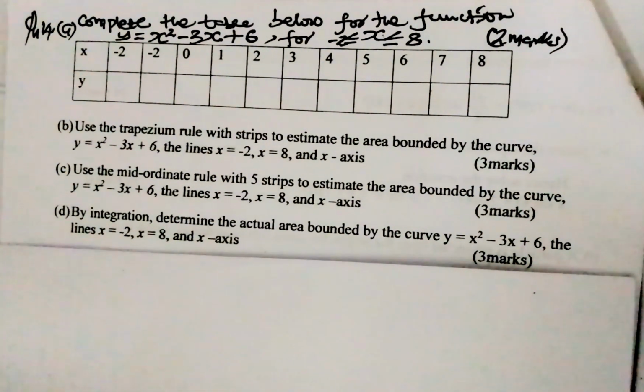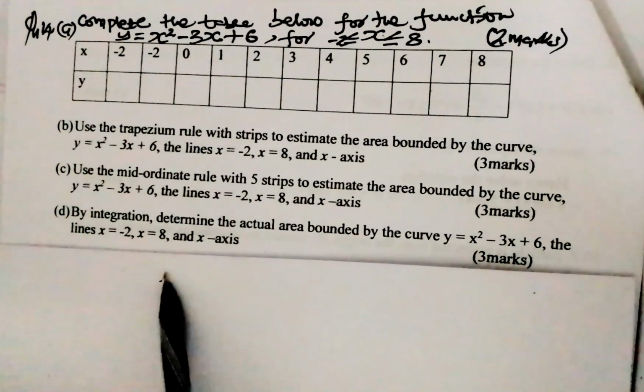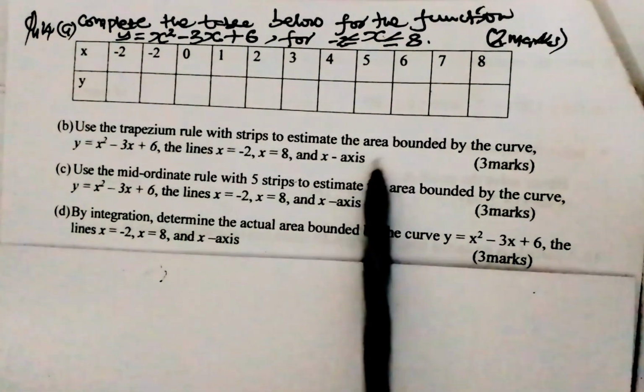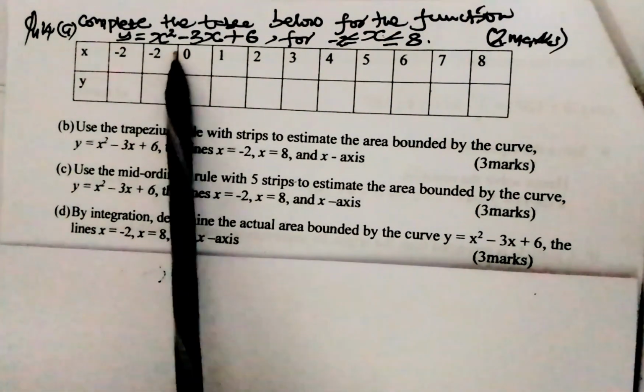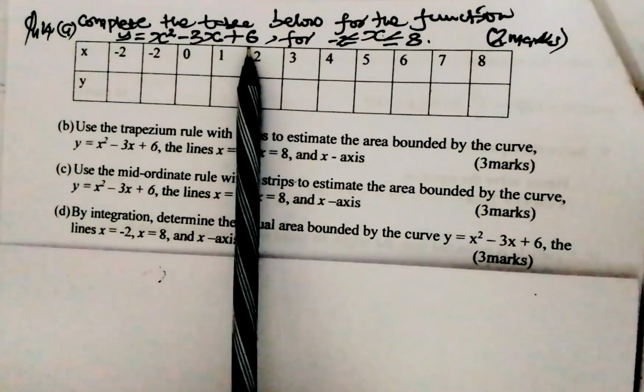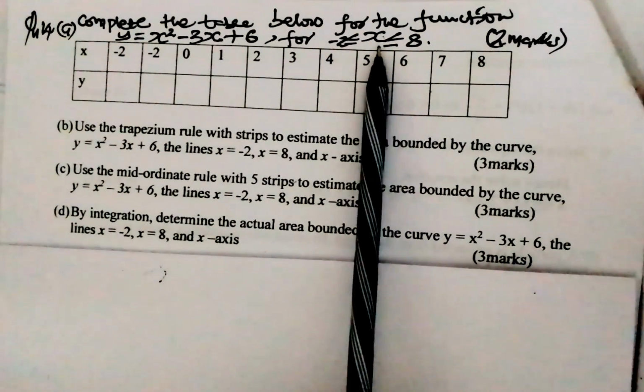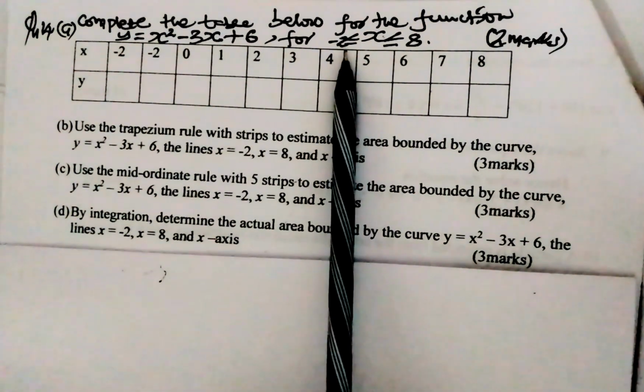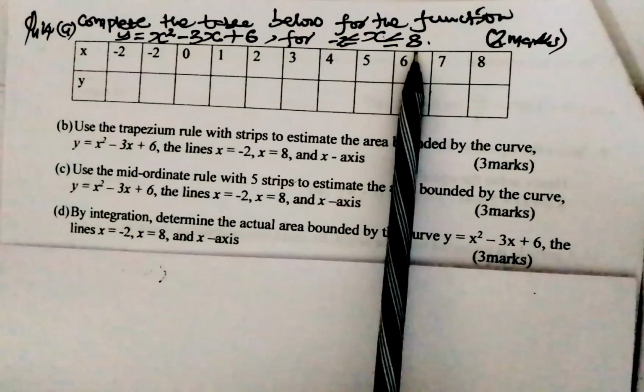Today I want us to look at a question which integrates the three methods for finding the area under a curve. In question 14, you're told to complete the table below for the function y equals x squared minus 3x plus 6 for the range of values of x between -2 and +8.